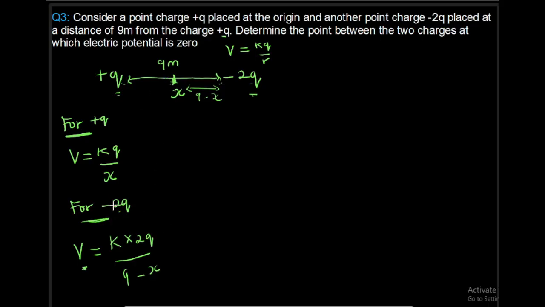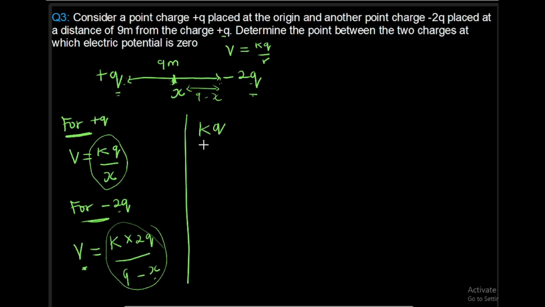So since this charge has a potential of 0 at this point, this charge also has a potential of 0 at this point. It simply means the both of them are equal at this point. So the whole of this at point x is equal to the whole of this at point x. So we just equate them. So we have kq all over x, which is the potential of positive q charge, equals k times 2q, which is 2kq, all over 9 minus x, which is the potential of this charge here.